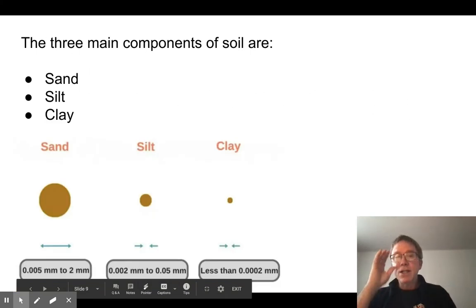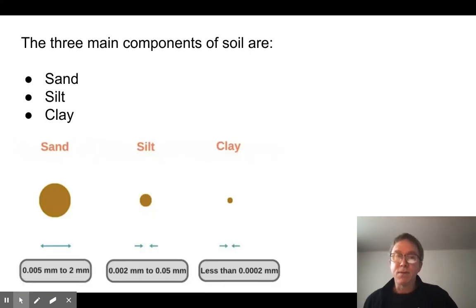All right, now let's talk about the three main components that make up soil. The three main components, and you definitely got to get this into your head, are sand, silt, and clay. And the difference between sand, silt, and clay is really one of size. Now, just so you know, clays are chemically different than sands and silts. But what we're really concerned with today, and in this unit, is the size.